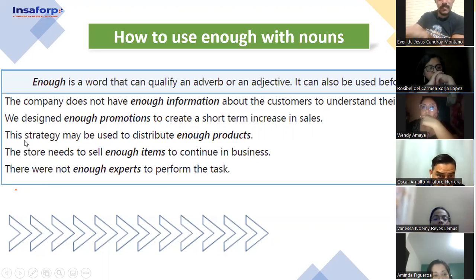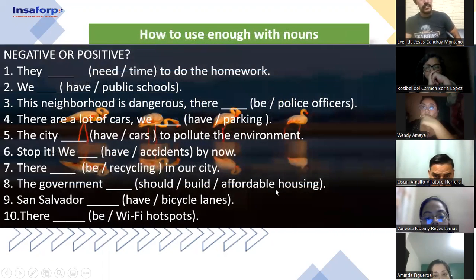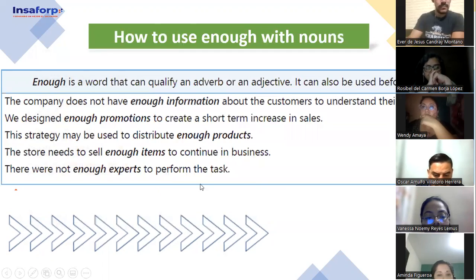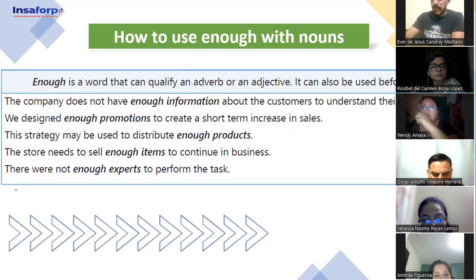This strategy may be used to destroy another product. Good, thank you very much. Now, Carla Vanessa, sorry. Carla Vanessa, help me, please, next sentence. The store needs to sell enough items to continue in business. Okay, to continue in business. Thank you. Now, Ever, next one, please. There were not enough experts to perform the task.